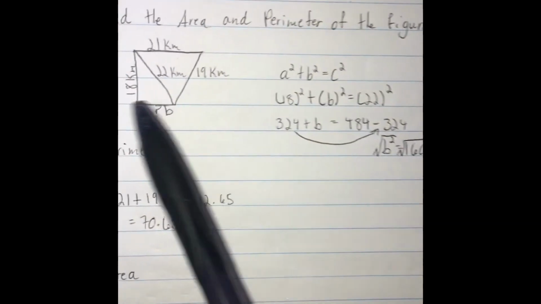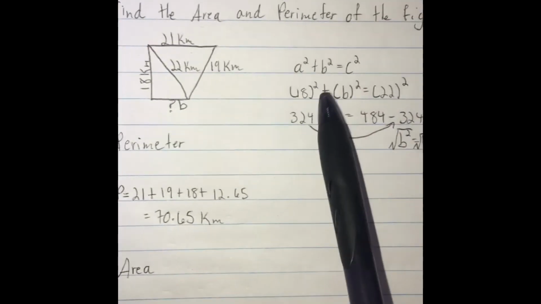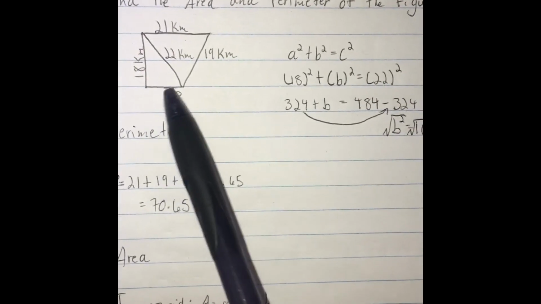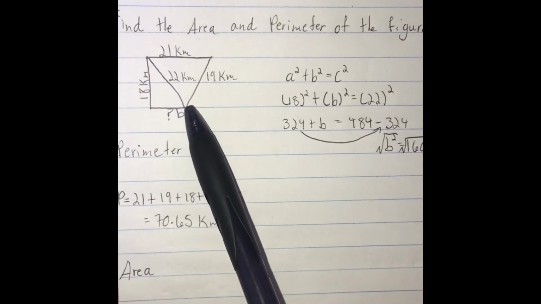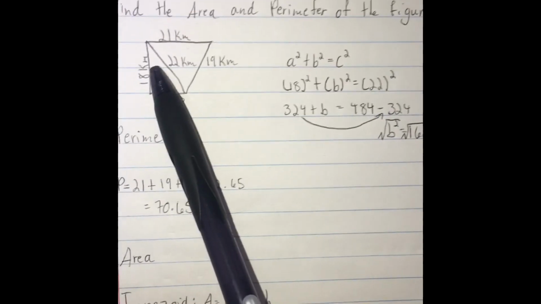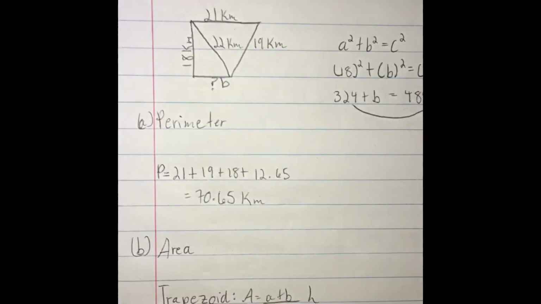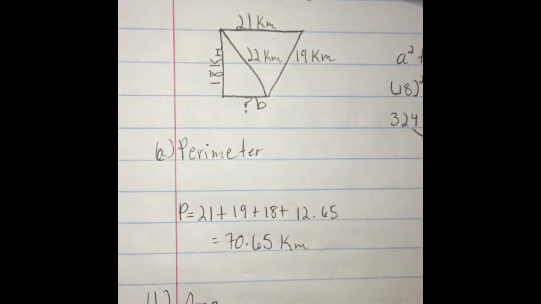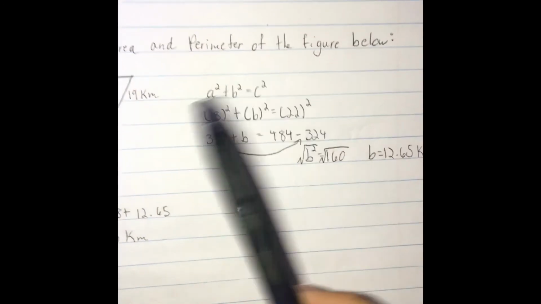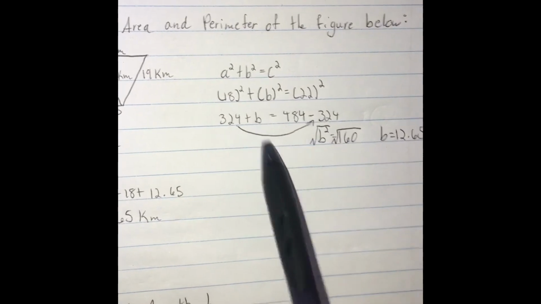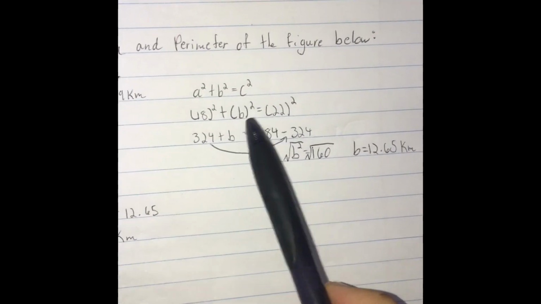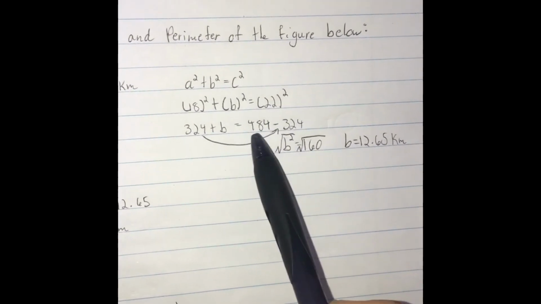I labeled a as 18 kilometers, b is the unknown number, and c is the diagonal line inside, because this, as you can see, is a 90-degree right angle triangle. Right over here, as you can see, this is a 90-degree right angle triangle. So when you square 18, you get 324. When you square b, you will get b squared. And when you square 22, you get 484.